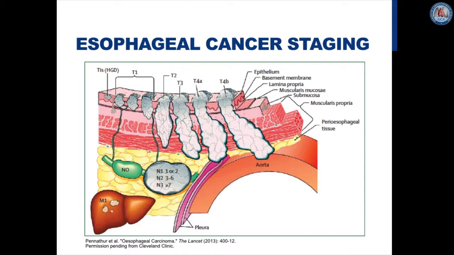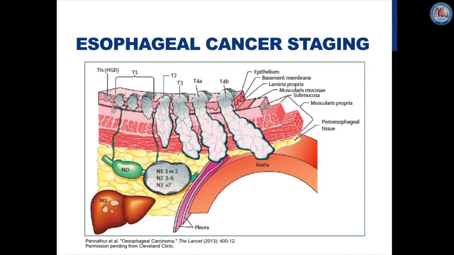This figure depicts the TNM staging system applied to esophageal cancer. T stage is based upon invasion through the esophageal wall layers. T1 lesions involve the mucosa or submucosa, T2 lesions involve the muscularis propria, T3 lesions invade into the adventitia, and T4 lesions involve adjacent structures like the aorta or pericardium.